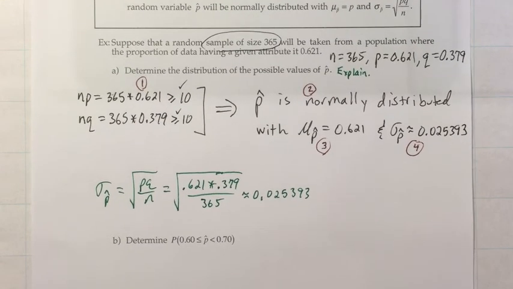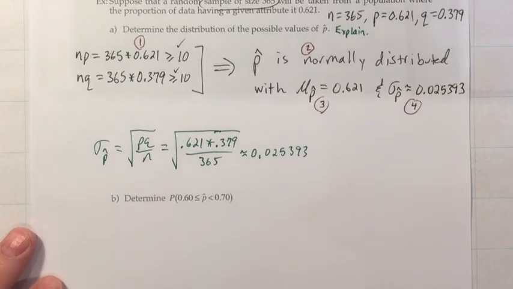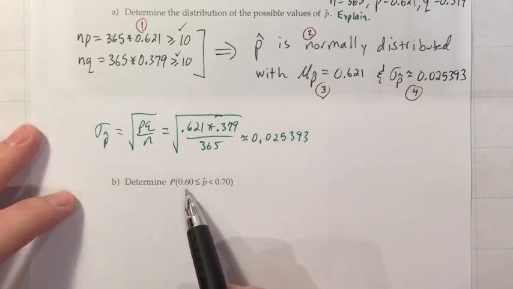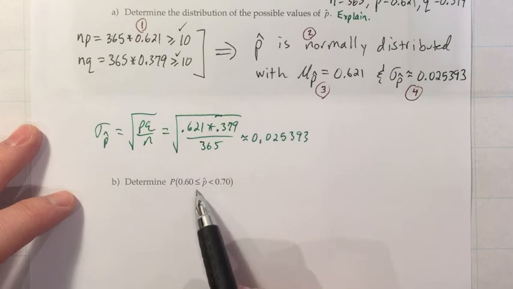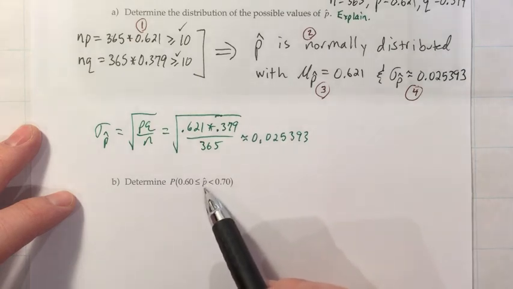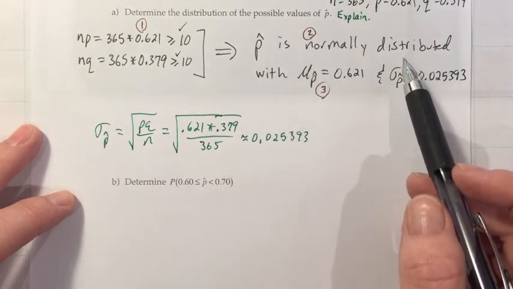On the next few pages after this one, we'll start seeing how that relates to sampling error. For now, we're just going to practice doing a probability for a p hat. So determine the probability that p hat is between 0.60 and 0.70, inclusive on one side, not on the other. All right, so p hat is a random variable, and it has a normal distribution.